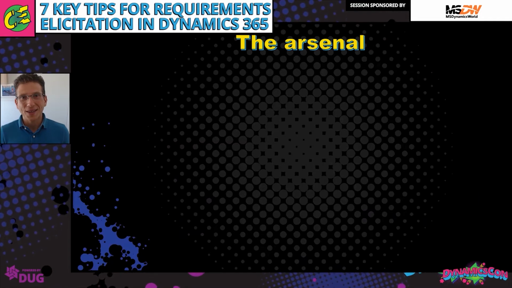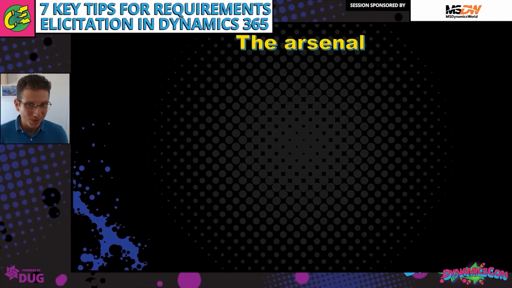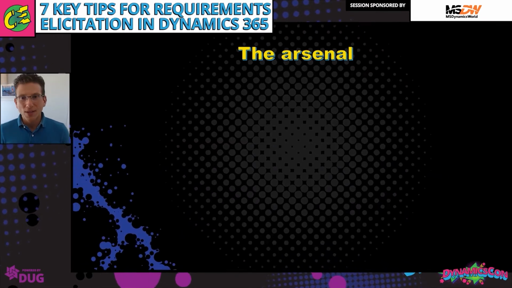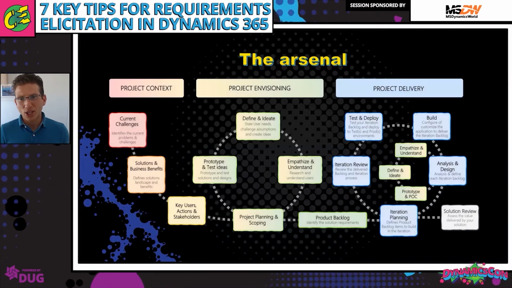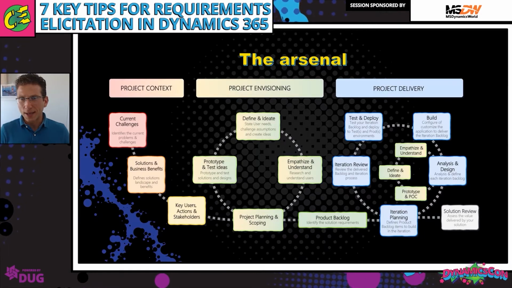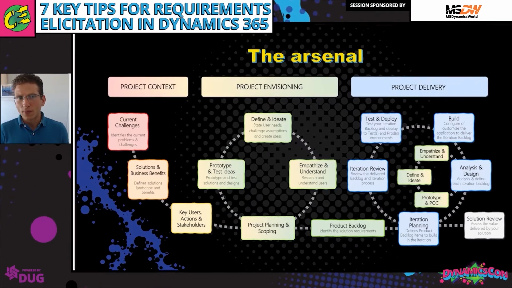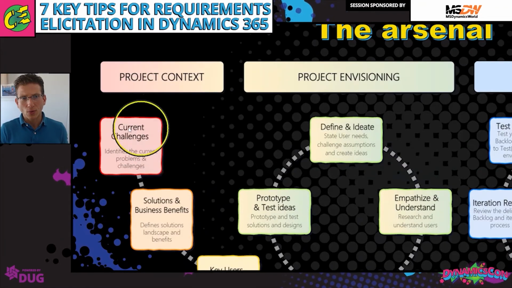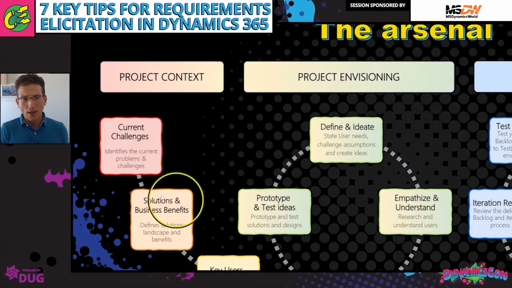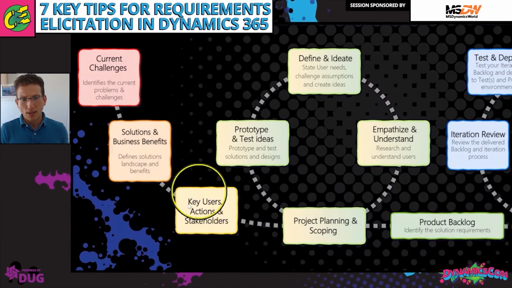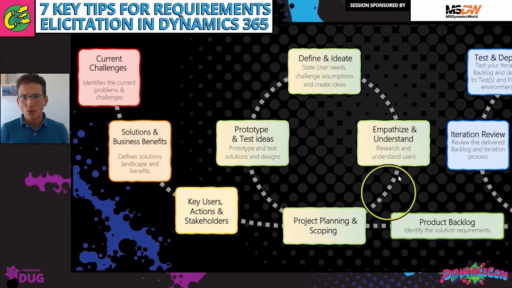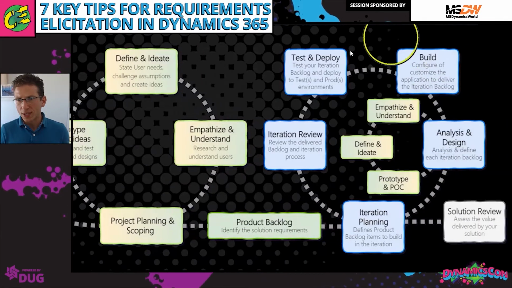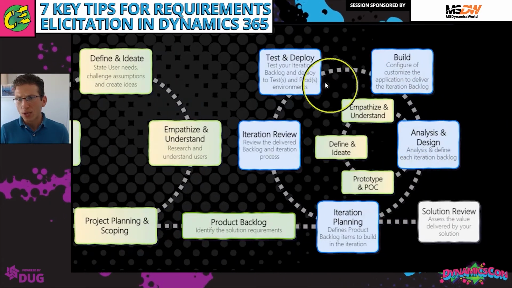As I was saying, there's not only those 7 techniques that I'm showing you today. Those are the key ones I use. But if you take, for example, an agile project, and it's kind of my view of an ideal agile project, where you start with your project context, you have your challenges, your solution and business benefits, then you identify the key users and actions, and then you have your whole envisioning before the project, then you go to project delivery.